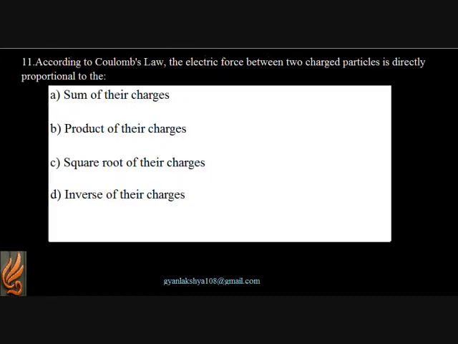According to Coulomb's law, the electric force between two charged particles is directly proportional to the A. Sum of their charges. B. Product of their charges. C. Square root of their charges. D. Inverse of their charges.